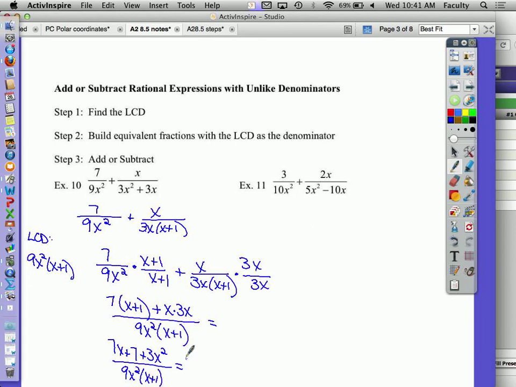And then we typically write these in descending order, and that's my answer. Alright, let's try another one. The first thing you want to do is factor each denominator so we can find the LCD.